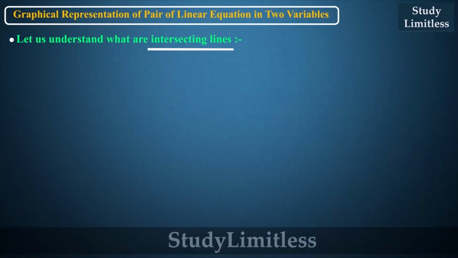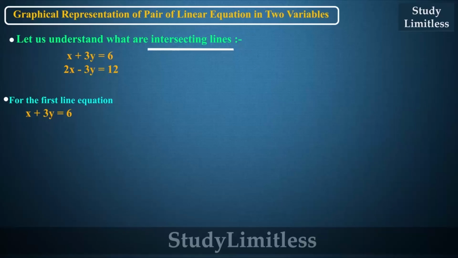Let us understand what are intersecting lines. For this, let us consider two equations. The first equation is x plus 3y is equal to 6, and the second equation is 2x minus 3y is equal to 12. To plot these lines on the graph, we need to have at least 2 points on each of the lines. As we have earlier studied how to find points on the lines, let us find 2 points on each of the lines and then we will plot these points on the graph.